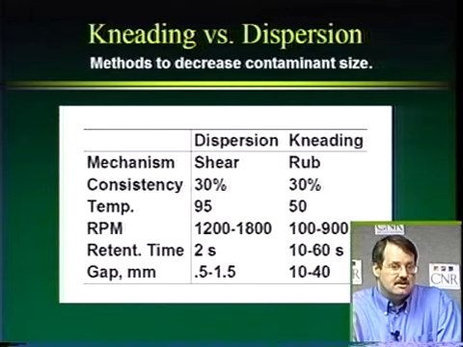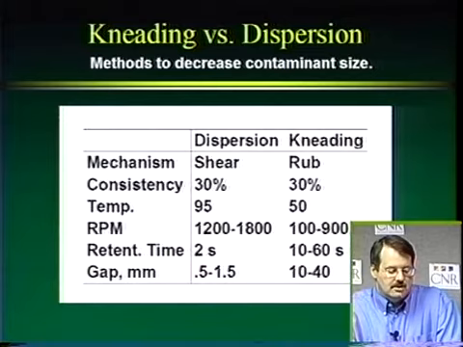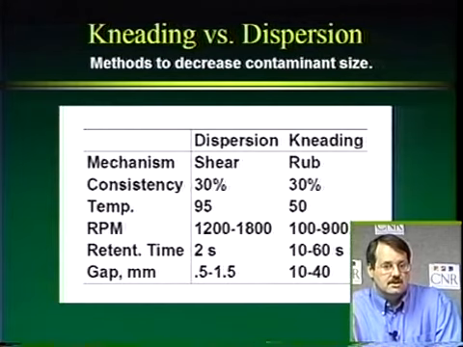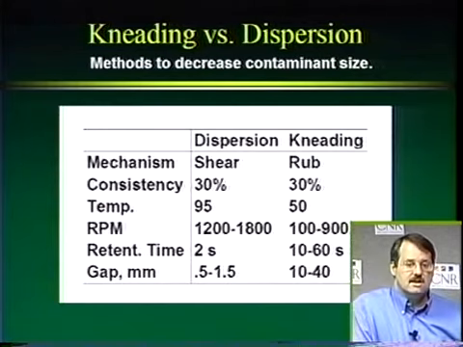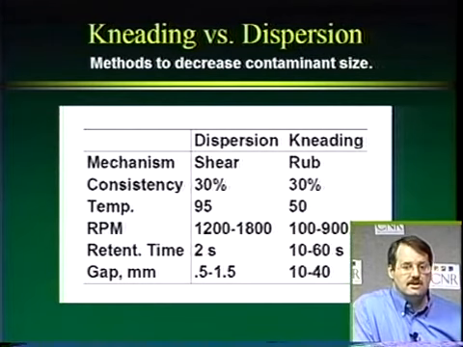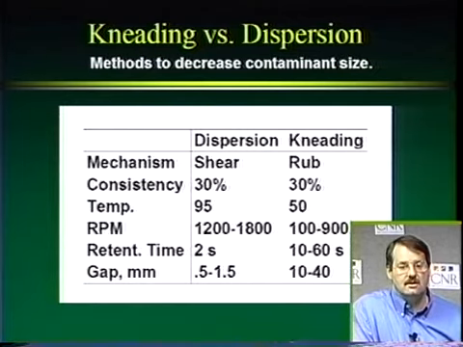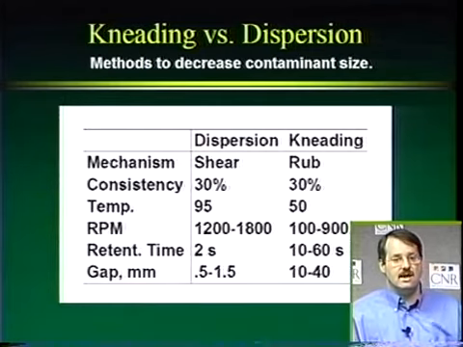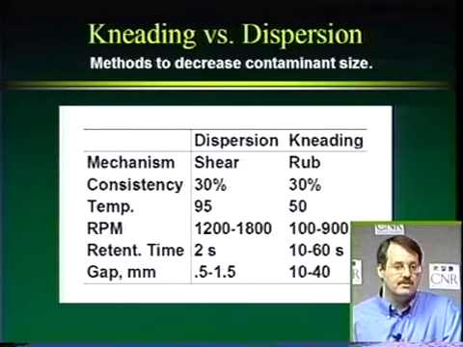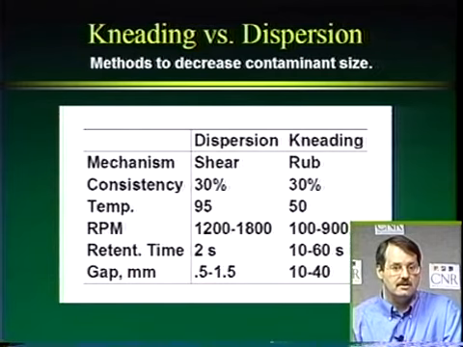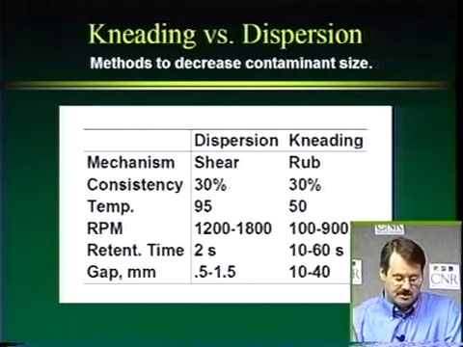The gap between teeth in the disc disperser is about 1 millimeter, and the gap between teeth, or bars, is about 10 to 40 millimeters in kneading. So what that tells you is that in kneading, we're going to depend on fiber-fiber rubbing to do the mechanical action, to actually impact the contaminants. And that's not the case in dispersion. In dispersion, with that small gap, it's pretty likely that the metal teeth will impact the contaminant.